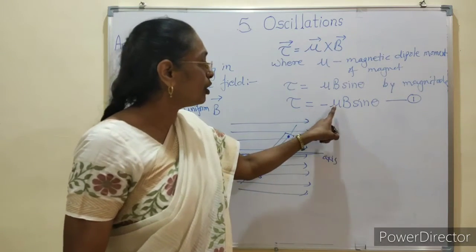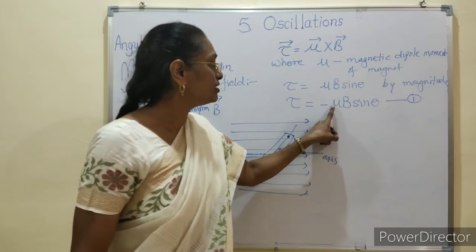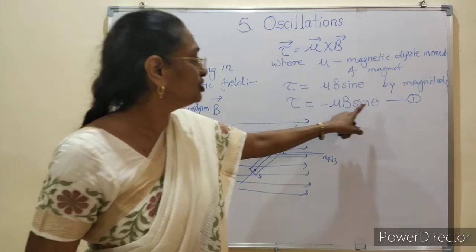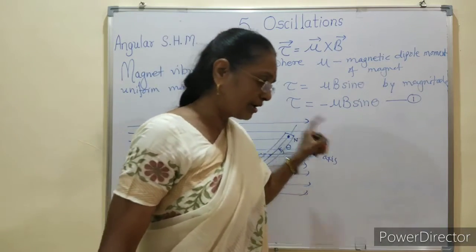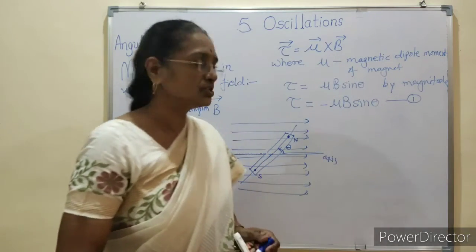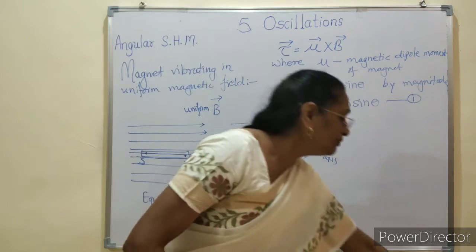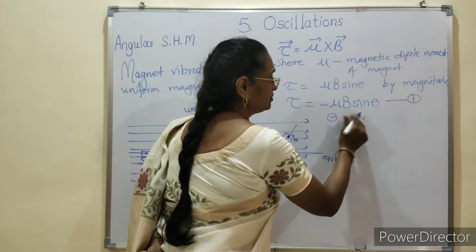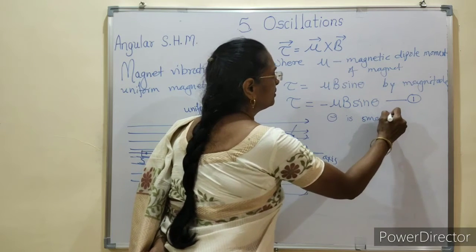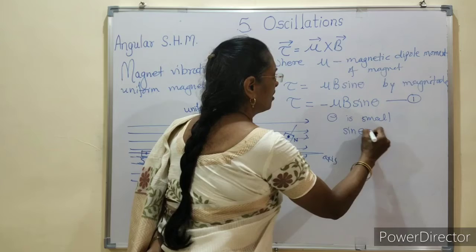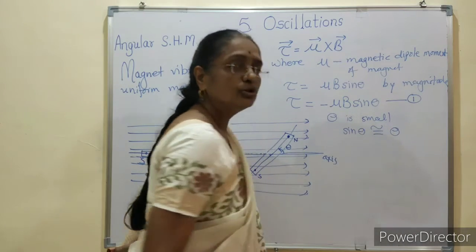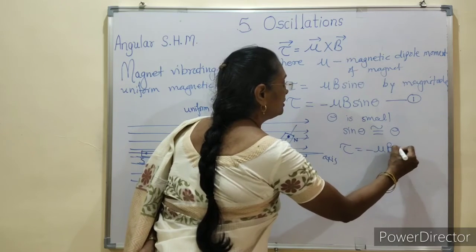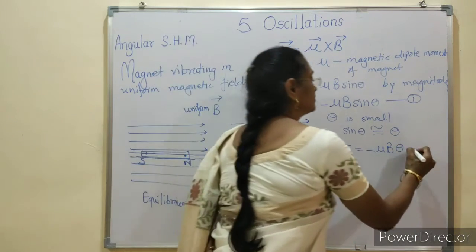Torque acting on the bar magnet is minus mu B sin theta, because here theta and tau have opposite directions. If we take theta as small, we consider sin theta approximately equal to theta. We can write tau is equal to minus mu B theta. This is our second equation.